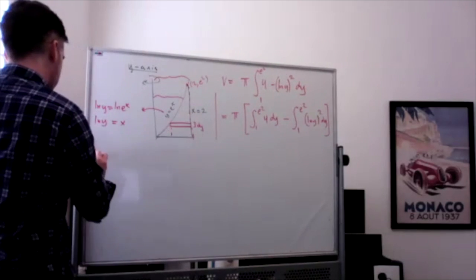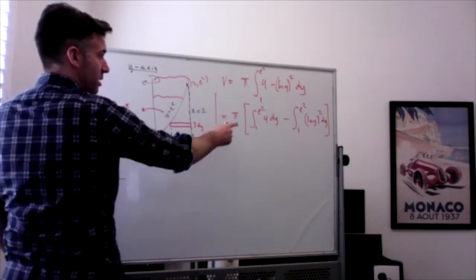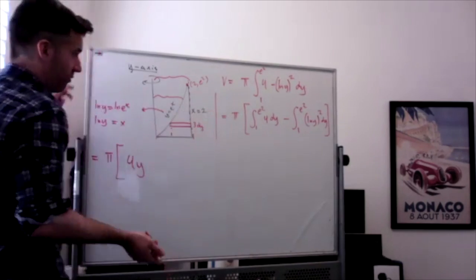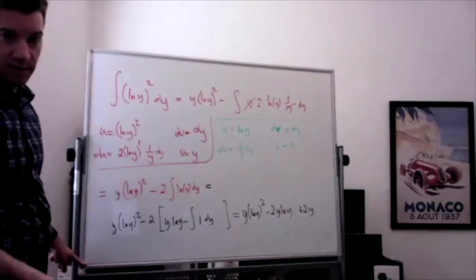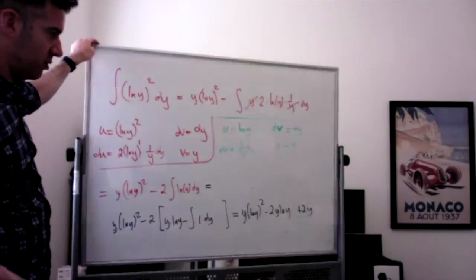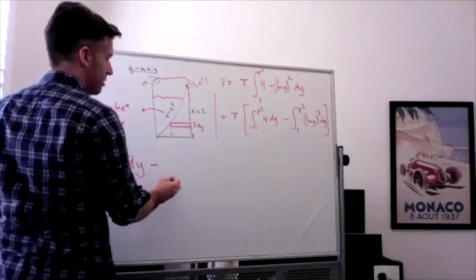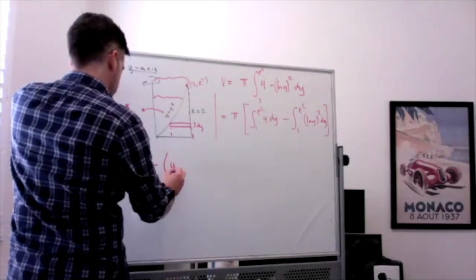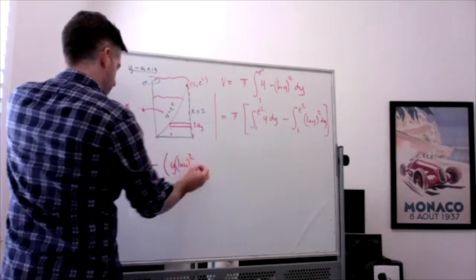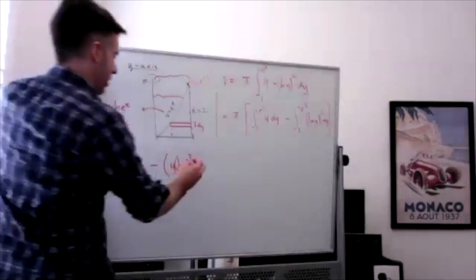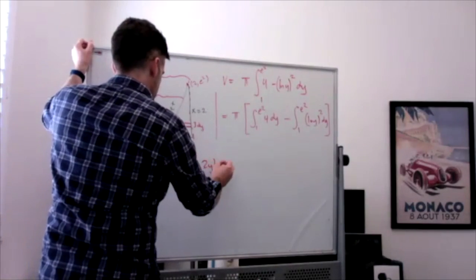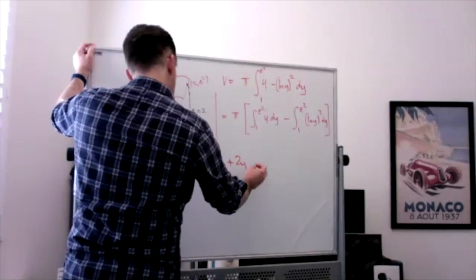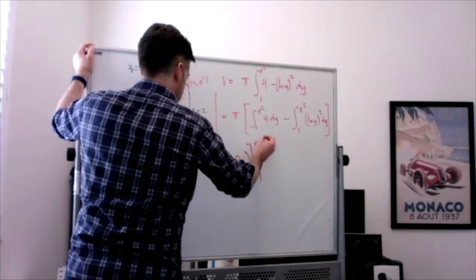So this is going to equal pi times the integral of 4, which is just 4y. And the integral of natural log of y squared we just saw was y times natural log of y squared minus 2y natural log of y plus 2y. I literally just said it and forgot already: y times natural log of y squared minus 2y natural log of y plus 2y, I believe. Yeah. From 1 to e squared.